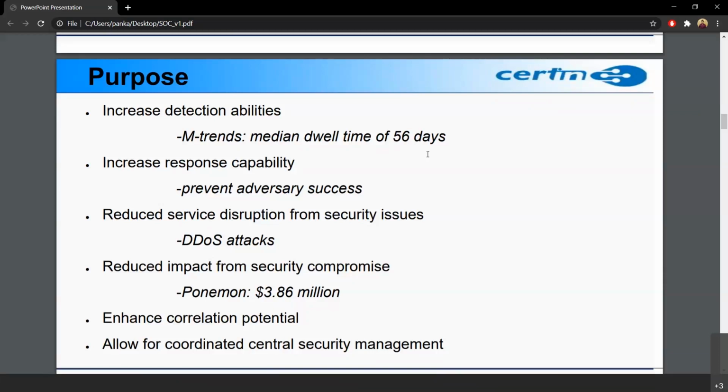Also, the coordination of central security management, so that all the stakeholders are in one place. The SOC is responsible for that. So these are basically some of the purposes.